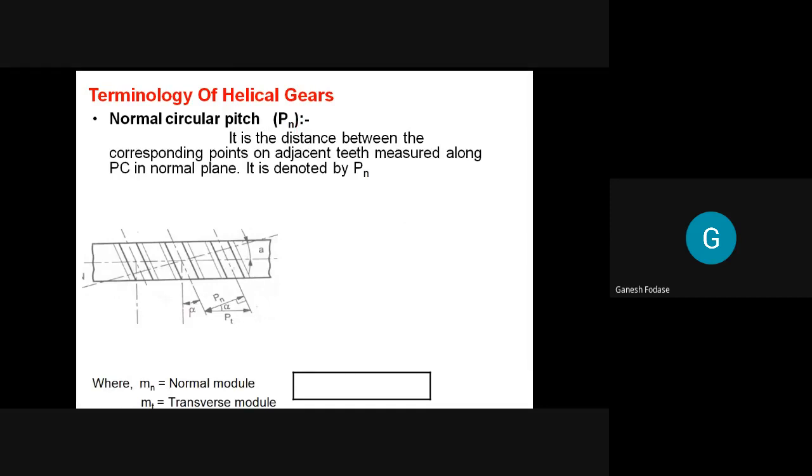Now if we try to find out the relation between these, we can see here, let's consider these 2 points.